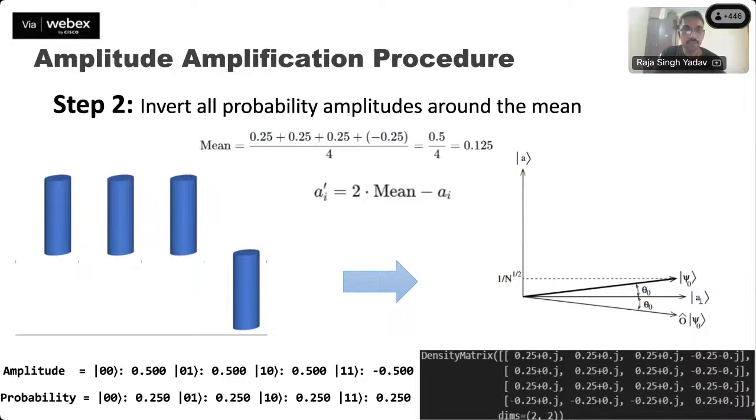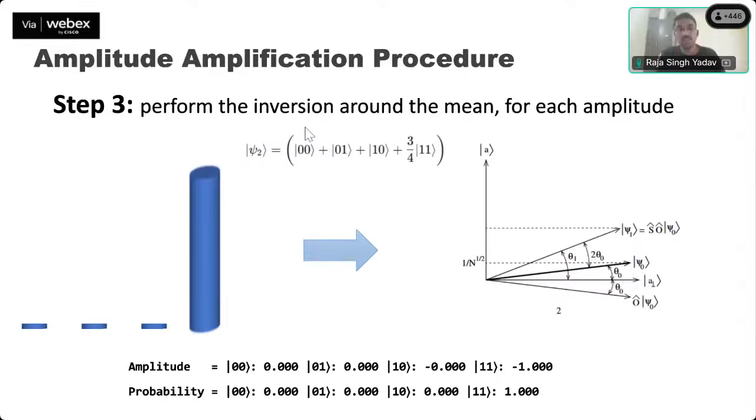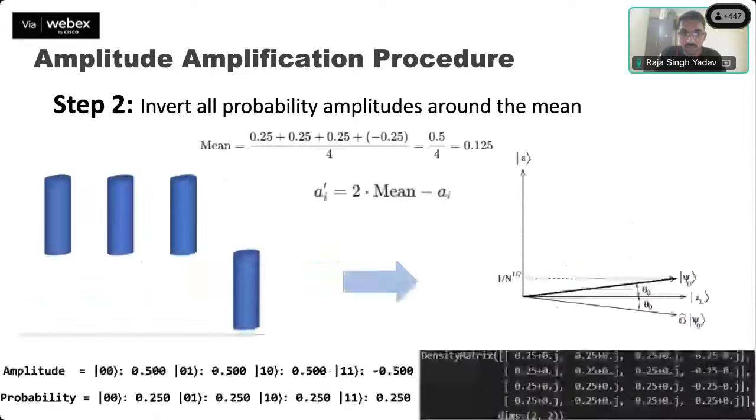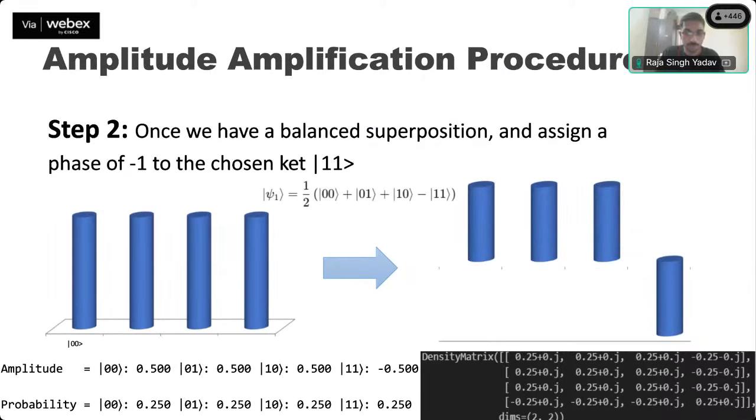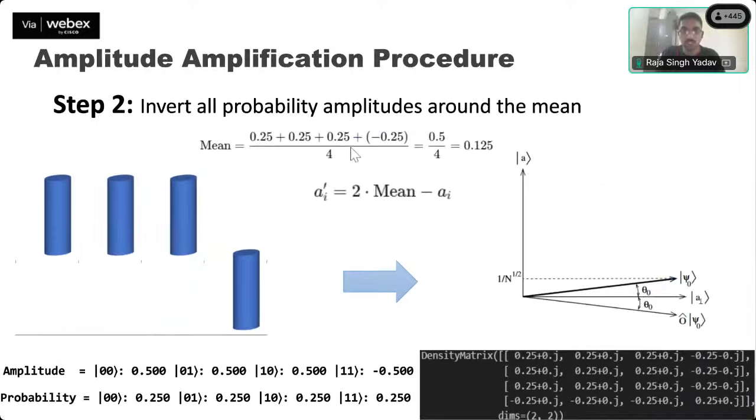Once that part is done, there's something called mean inversion. I'm going to perform the inversion around the mean for each amplitude. I have shown this part. Sorry, the slide was skipped. Invert all the probability amplitudes around the mean. This was 0.25 for 00, 01, 10, all three having the same amplitude, correct? Sorry, probability 0.25, 0.25, 0.25, 0.25 in the last slide. And this was a marked element, which has a negative phase, that is minus 0.25.